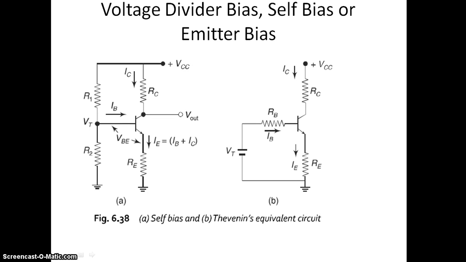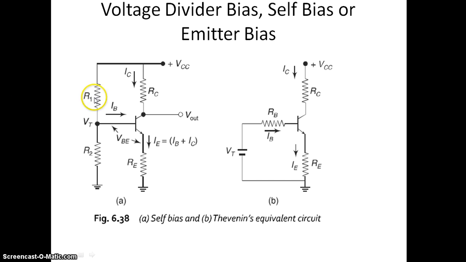Hi, welcome. We are discussing biasing techniques, and in this we are going to discuss the voltage divider bias, self bias, or emitter bias. We can call it the voltage divider bias, self bias, or emitter bias circuit. Here the base resistor is split into two resistors, R1 and R2.